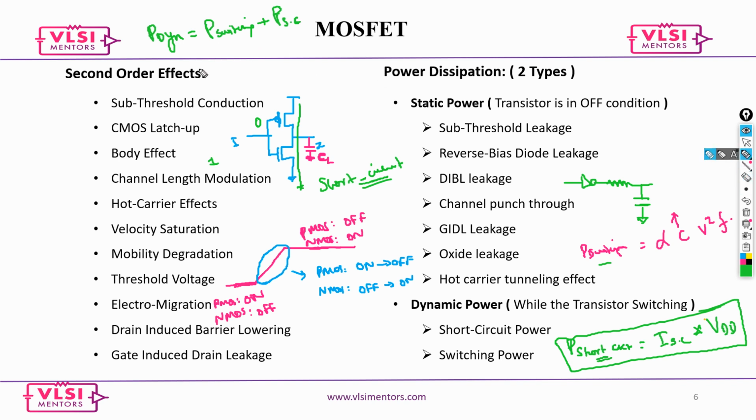Now, how do you optimize your switching power, or how do you optimize your dynamic power? What are the things that you can look at?